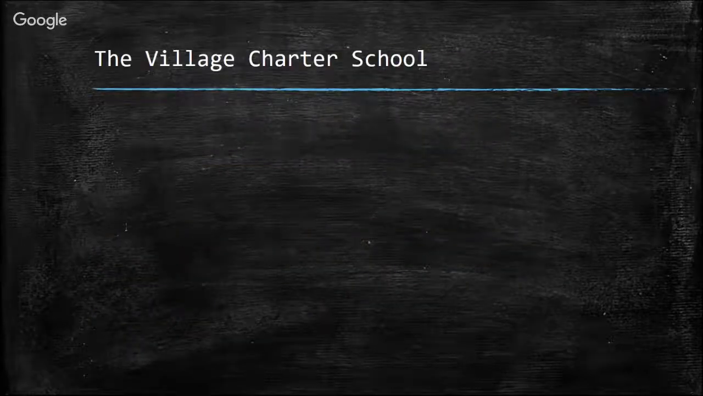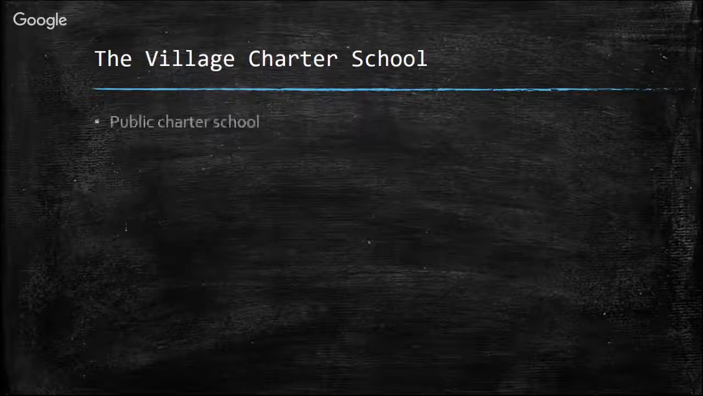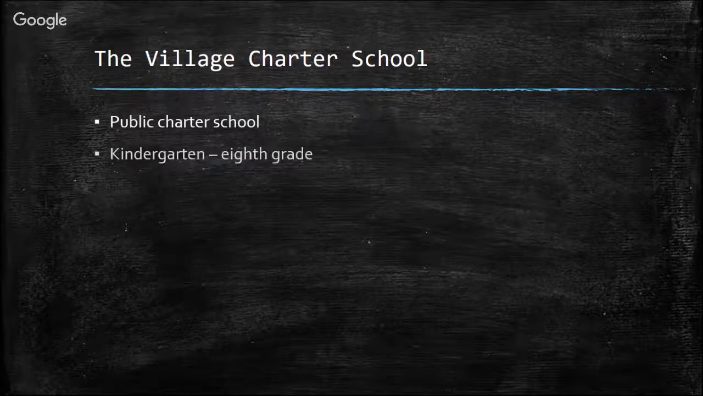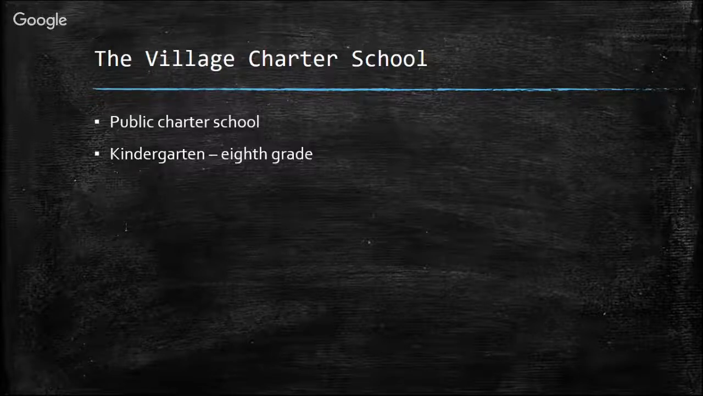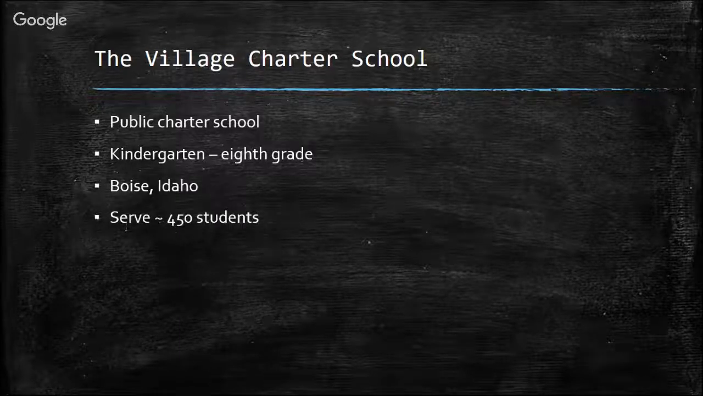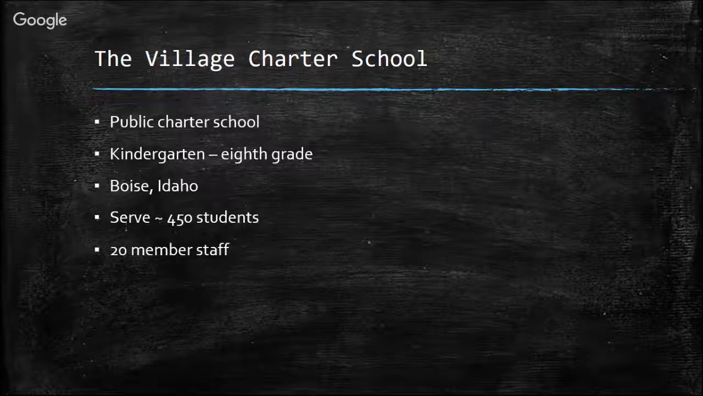Now, the Village Charter School, where I am employed, services kindergarten through 8th graders. 8th grade would be our middle school, where they have several different teachers for each subject. We're located in Boise, Idaho. We serve 50 students, and we have a staff of around 20.